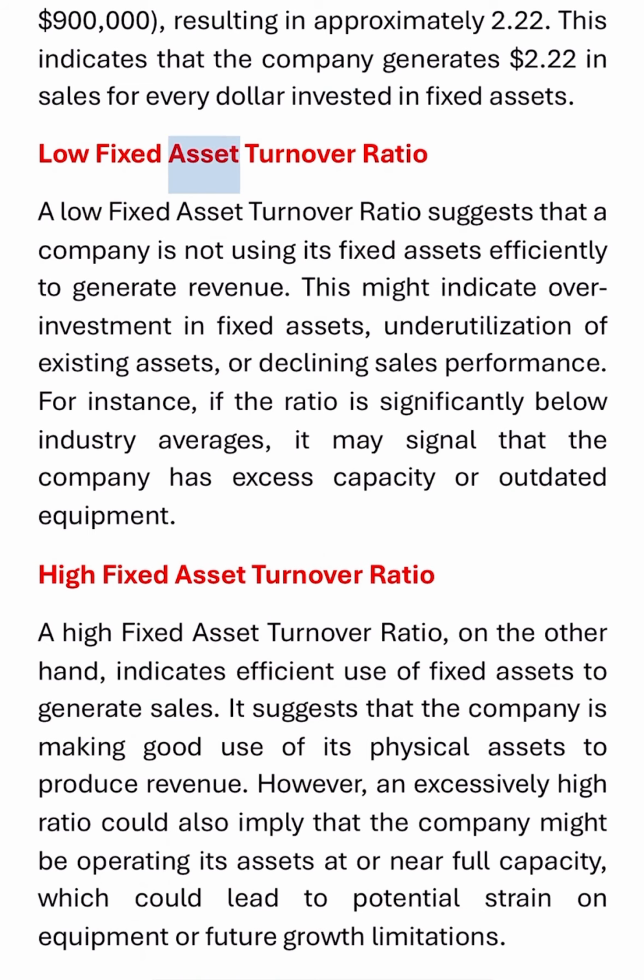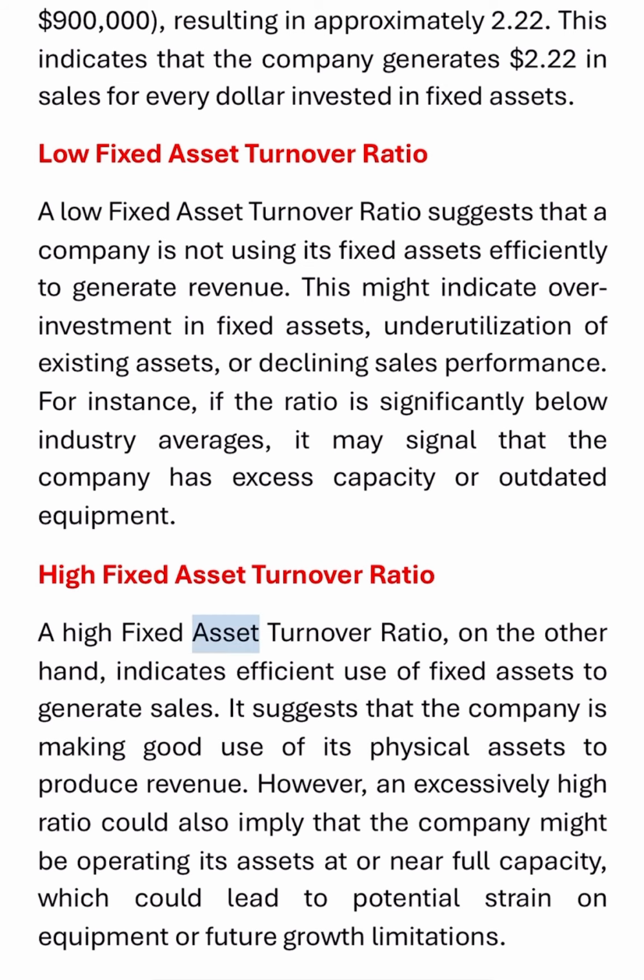Low fixed asset turnover ratio. A low fixed asset turnover ratio suggests that a company is not using its fixed assets efficiently to generate revenue. This might indicate overinvestment in fixed assets, underutilization of existing assets, or declining sales performance. For instance, if the ratio is significantly below industry averages, it may signal that the company has excess capacity or outdated equipment.